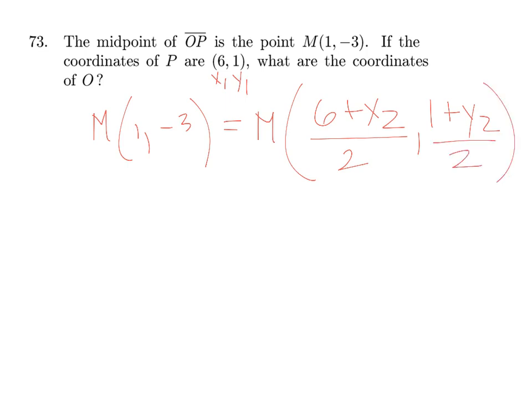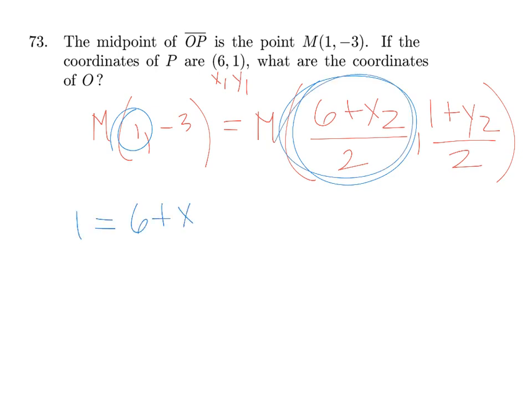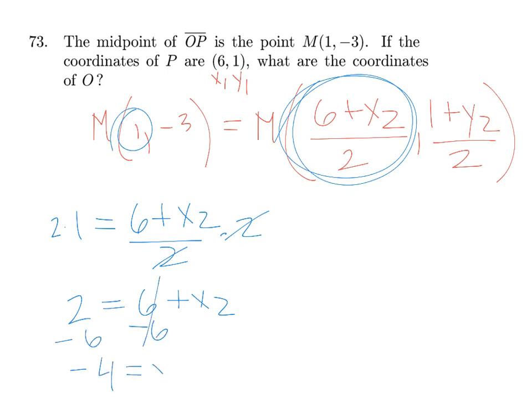Okay, now I set these x values equal to each other. So I have 1 is equal to 6 plus x sub 2 over 2. How do you get rid of the 2? We'll multiply by the denominator on both sides. Those cancel. I get 2 is equal to 6 plus x sub 2. Subtract 6. I get -4 is equal to x sub 2. I'm going to use that information in a moment.